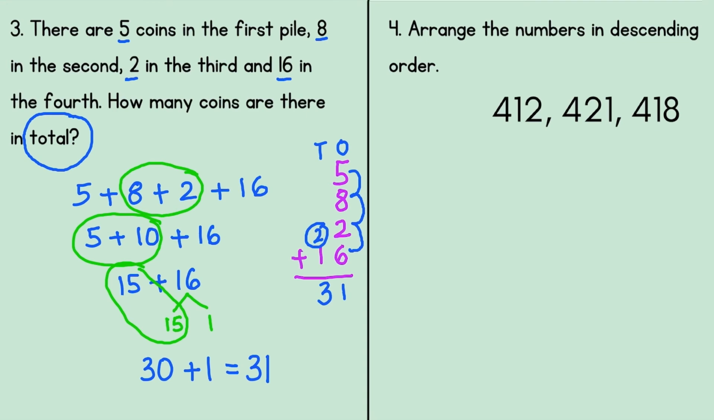Next question is an easy one. Arrange the numbers in descending order. What is the meaning of descending order? It means we have to arrange the numbers from biggest to smallest.